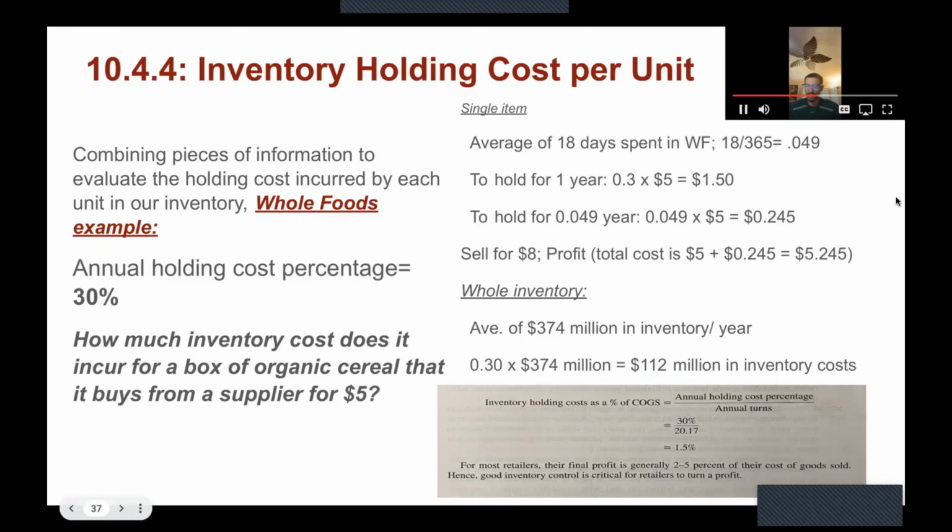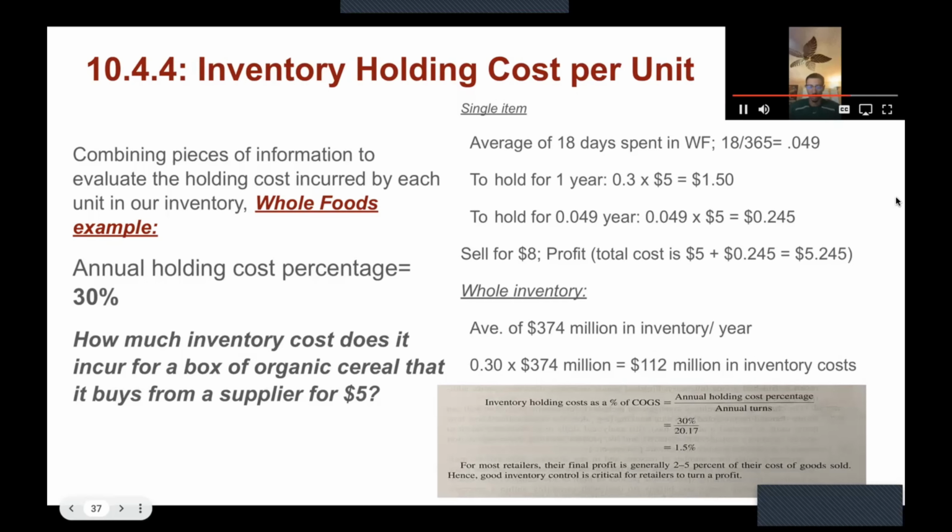In addition to evaluating the inventory cost for a single item, we can eventually evaluate Whole Foods' entire annual inventory costs. If Whole Foods holds on average $374 million in inventory throughout the year, then the cost it incurs is 0.3 times $374 million, equaling $112 million in inventory costs. Though $112 million is a lot of money to most people, is it a lot to Whole Foods? Another way to express this is the percentage of the total cost of buying goods.